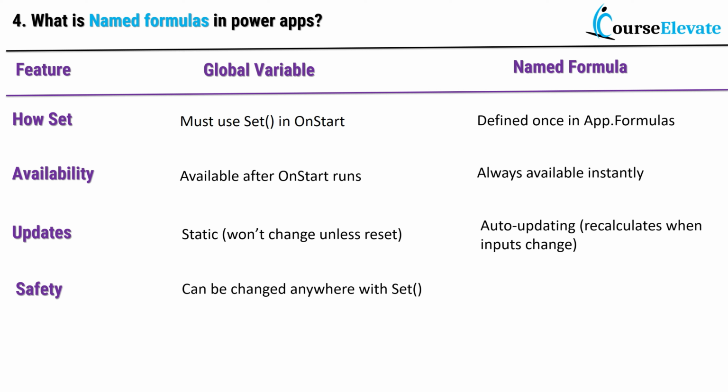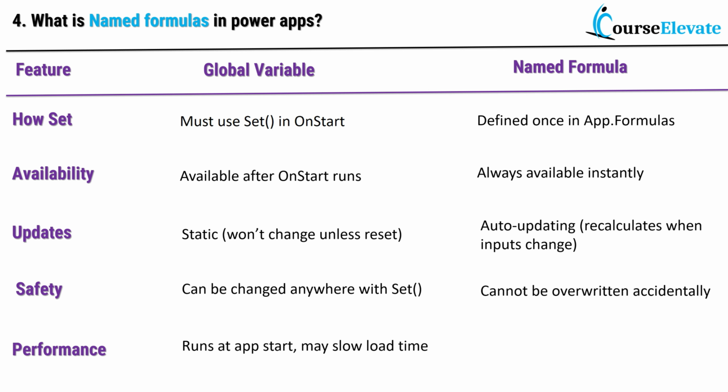Next is safety. Global variables can be changed anywhere with the Set function, while named formulas can't be overwritten accidentally. Last is performance. Global variables run at app start. That may slow down the load time, but named formulas only calculate when needed.